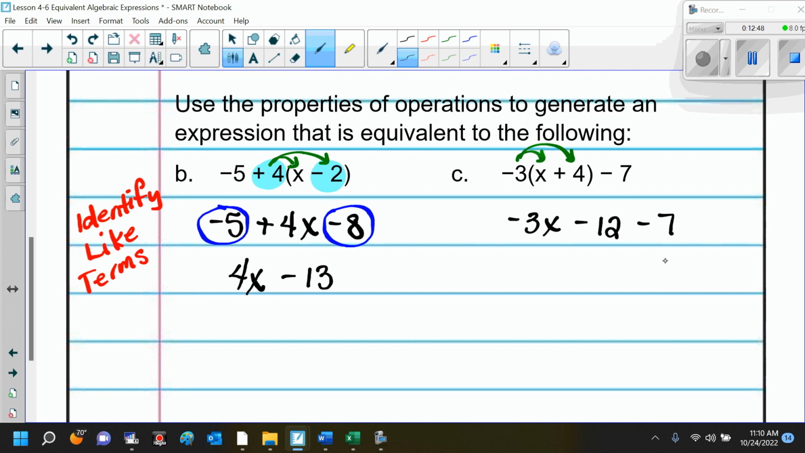So now we want to identify the terms that we're going to combine. Here we have constants and constants. We can put those together. The negative 3x, we can't put it together with anything, right? Because it's not a like term with anything else. So we're just going to write negative 3x. And now we combine negative 12 and negative 7. What's negative 12 plus negative 7? Negative 19. And that's it.